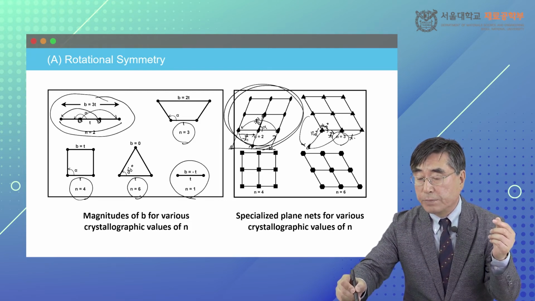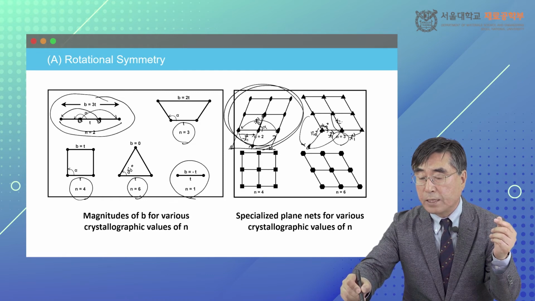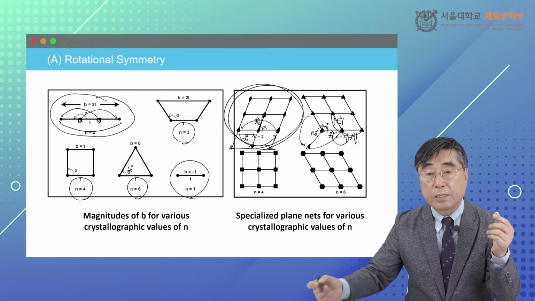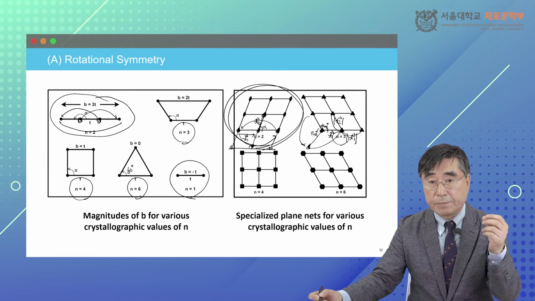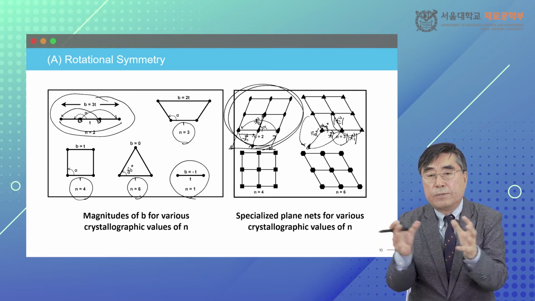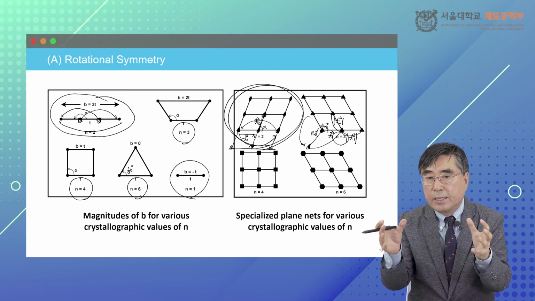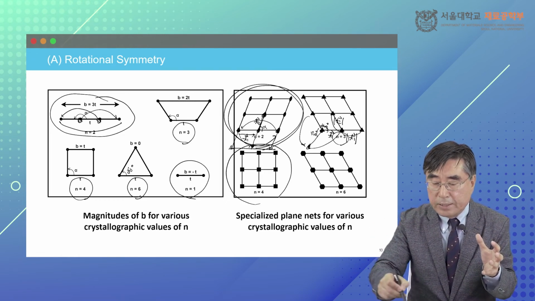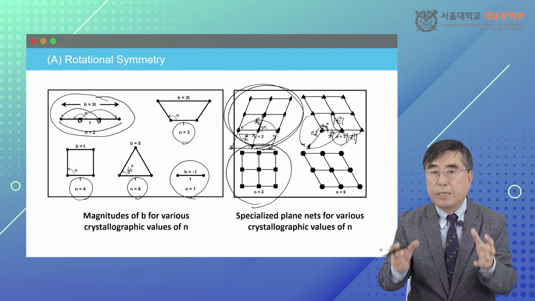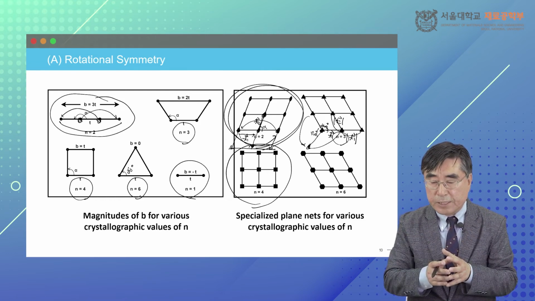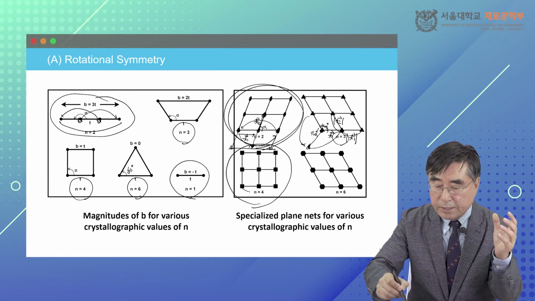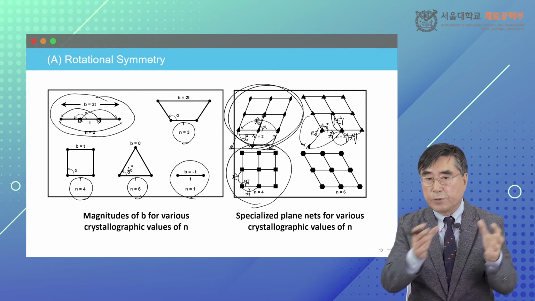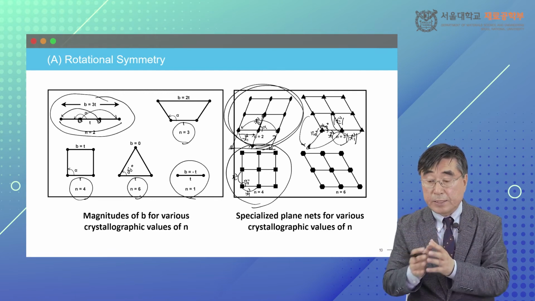This one is the T1 vector, and this one is the T2 vector. The magnitude of the T1 vector and T2 vector should be the same. So that's the plane net of crystal lattice points based on threefold rotational symmetry. And this is the plane net of the lattice points based on fourfold rotational symmetry. Of course, in this case, this is the T1 vector, this is the T2 vector, and this has a 90 degree angle rotation. And of course, the magnitude of the T1 vector and T2 vector is the same.